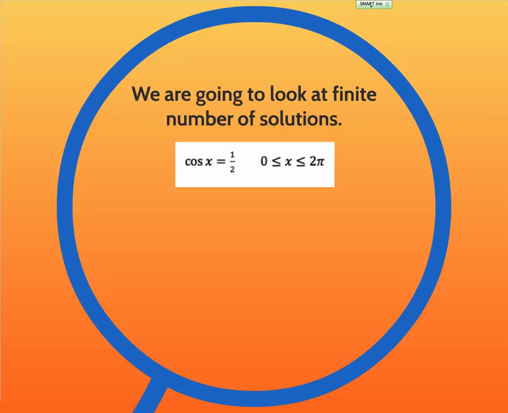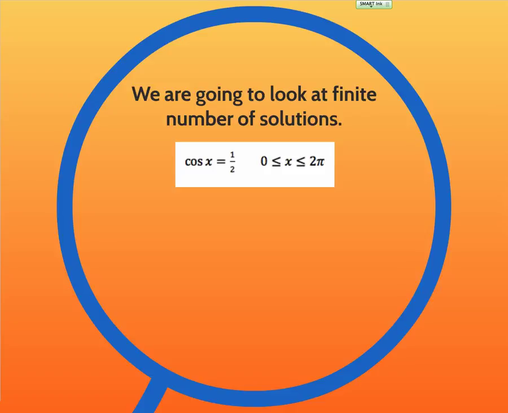I would call this example 1. I know it doesn't say example; the examples are not numbered in the notes. We're just going to look at the finite number of solutions. It says cosine of x equals 1/2, and x is between 0 and 2 pi. So this is our domain right here. It tells us what part of the unit circle I'm looking at, and we can use it to figure out how many solutions. I would say this is the easiest domain you can get, because you just have to look at this and get your answers straight from it.